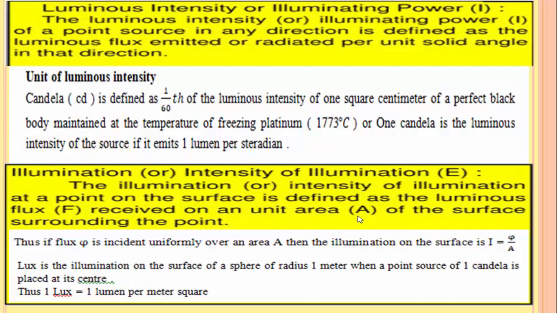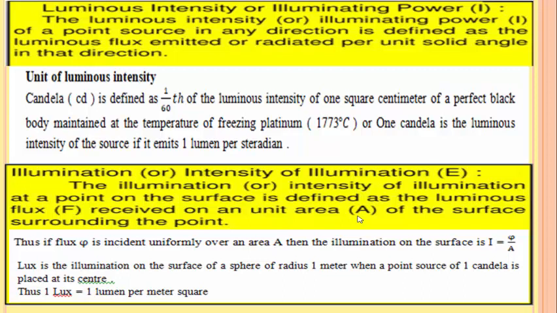Illumination or intensity of illumination at a point is the luminous flux per unit area of the surface surrounding the point. Thus, if flux phi is incident uniformly over an area A, then the illumination on the surface is I equals phi divided by A. The SI unit of illumination is lux.